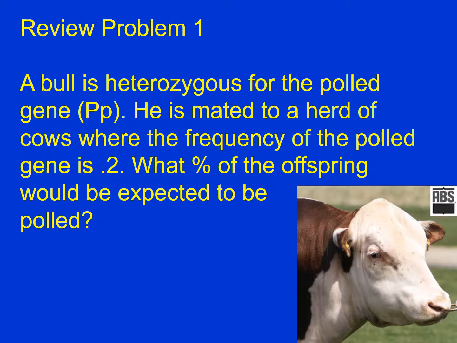So here we've got a qualitative trait, polled versus horned. The polled gene is dominant over the horned gene. Mated herd of cows where the frequency of the polled gene is 0.2. What percent of the offspring would be expected to be polled? Well, for this, I think we need to set up a Punnett square.